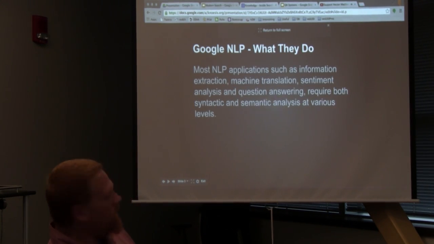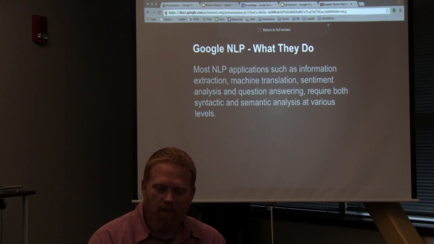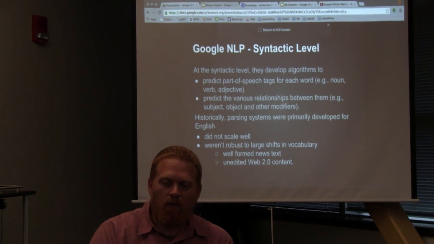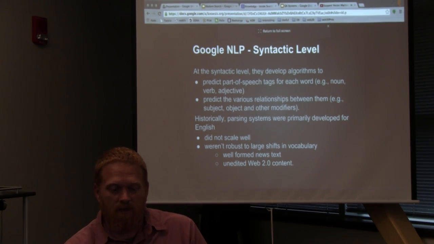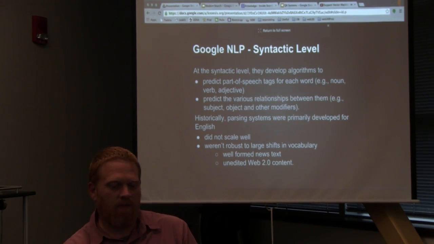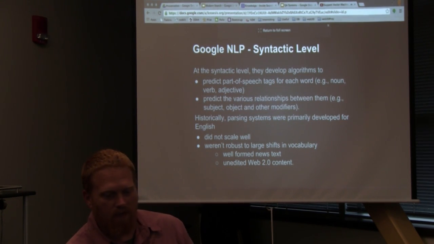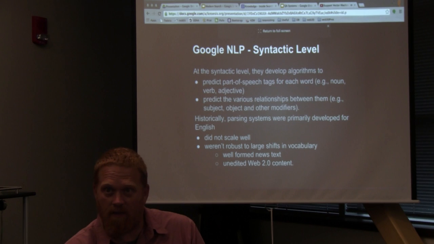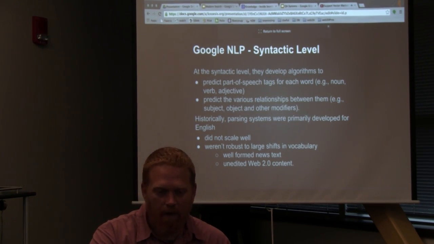So this is a Google NLP approach. Most NLP applications, such as information extraction, machine translation, sentiment analysis, and question answering, require both syntactic and semantic analysis at various levels. At the syntactic level, Google develops algorithms that predict the part of speech tag for each word and predict the various relationships between them. Historically, parsing systems were primarily developed in English, and that creates a problem because they don't scale well. Also, English as a formal language is fairly easy to look at, but slang in Twitter posts and blog posts doesn't work well there.